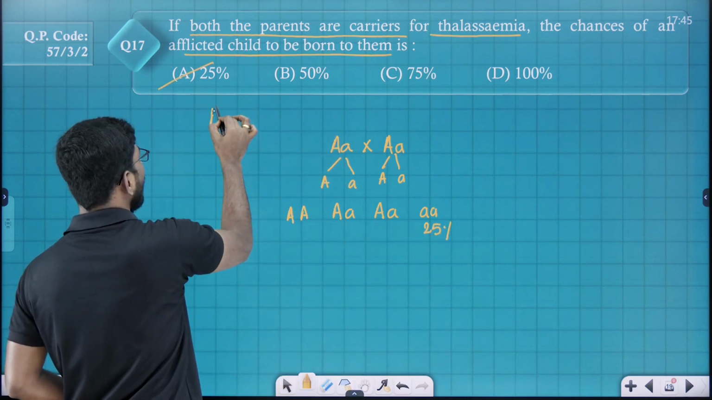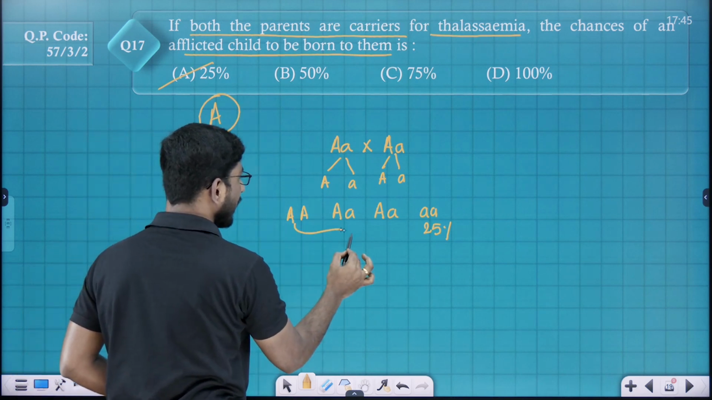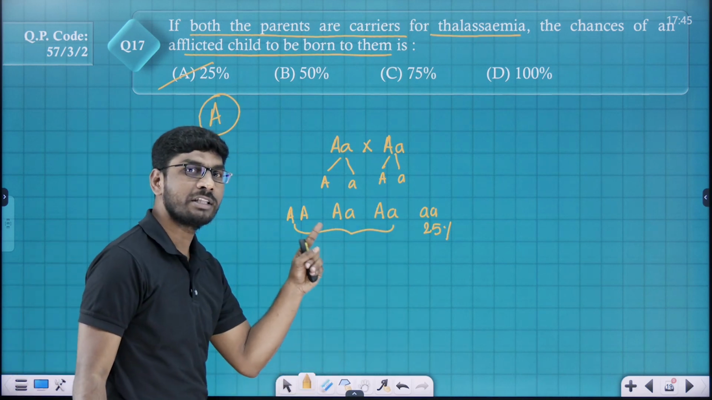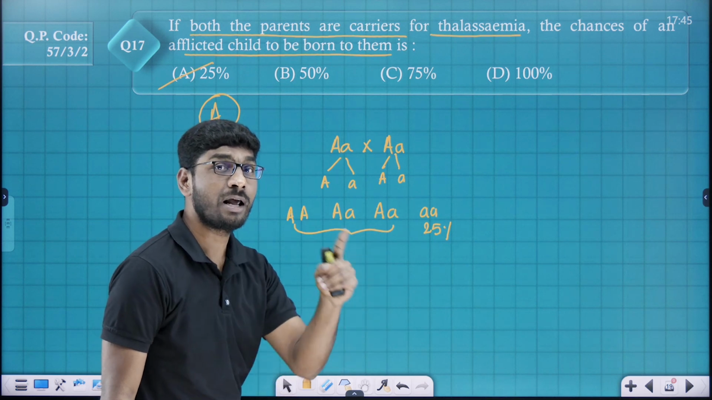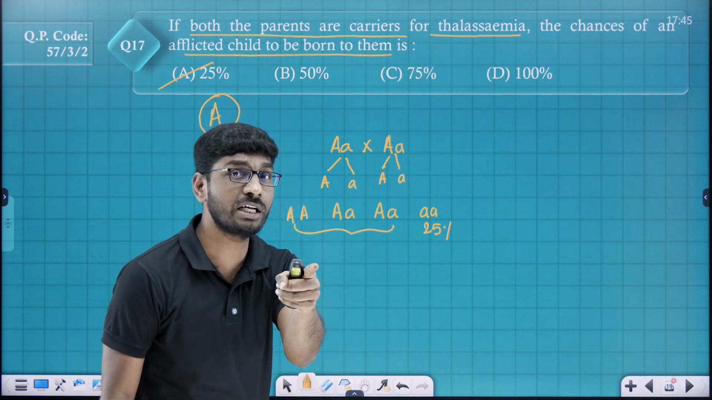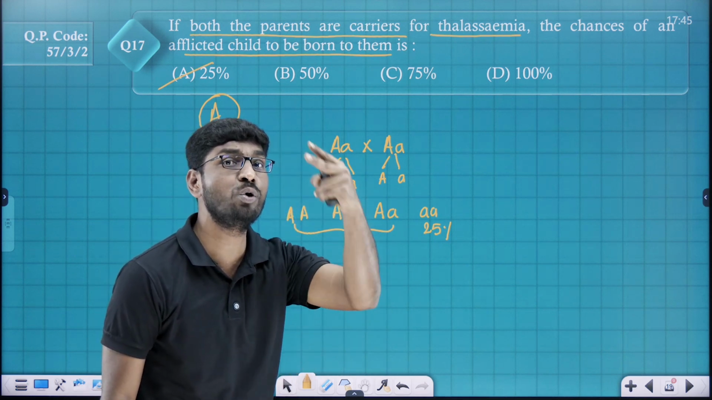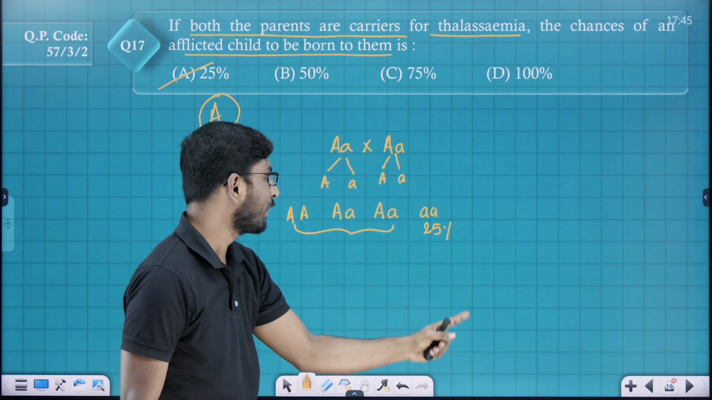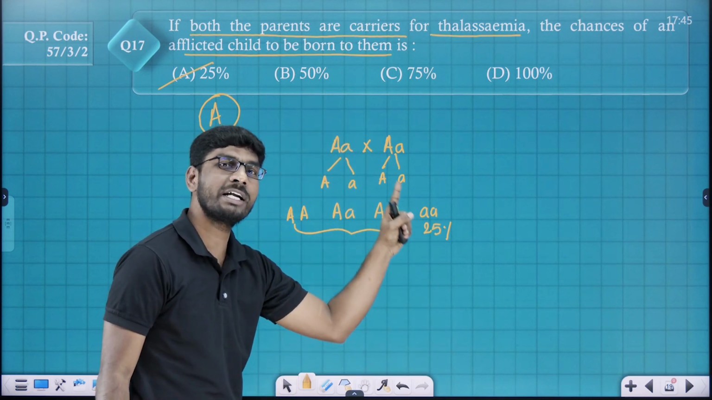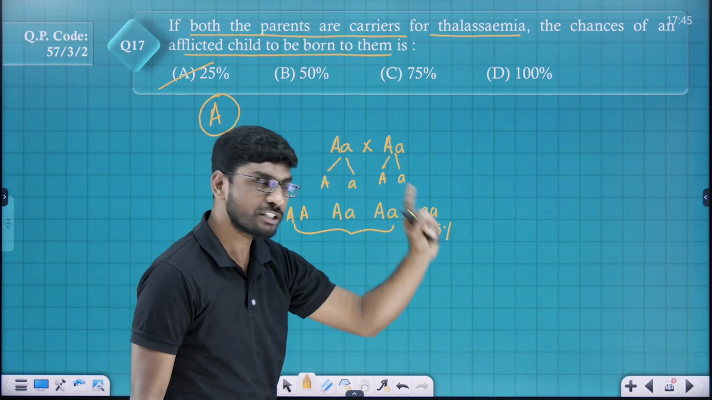The right answer is option A. These three are what? Tell me, unaffected, because there is a dominant gene. I told you a recessive condition will express only when two recessive genes are present. Look at the two recessive genes. So 25%. Shall we move on to the next question?